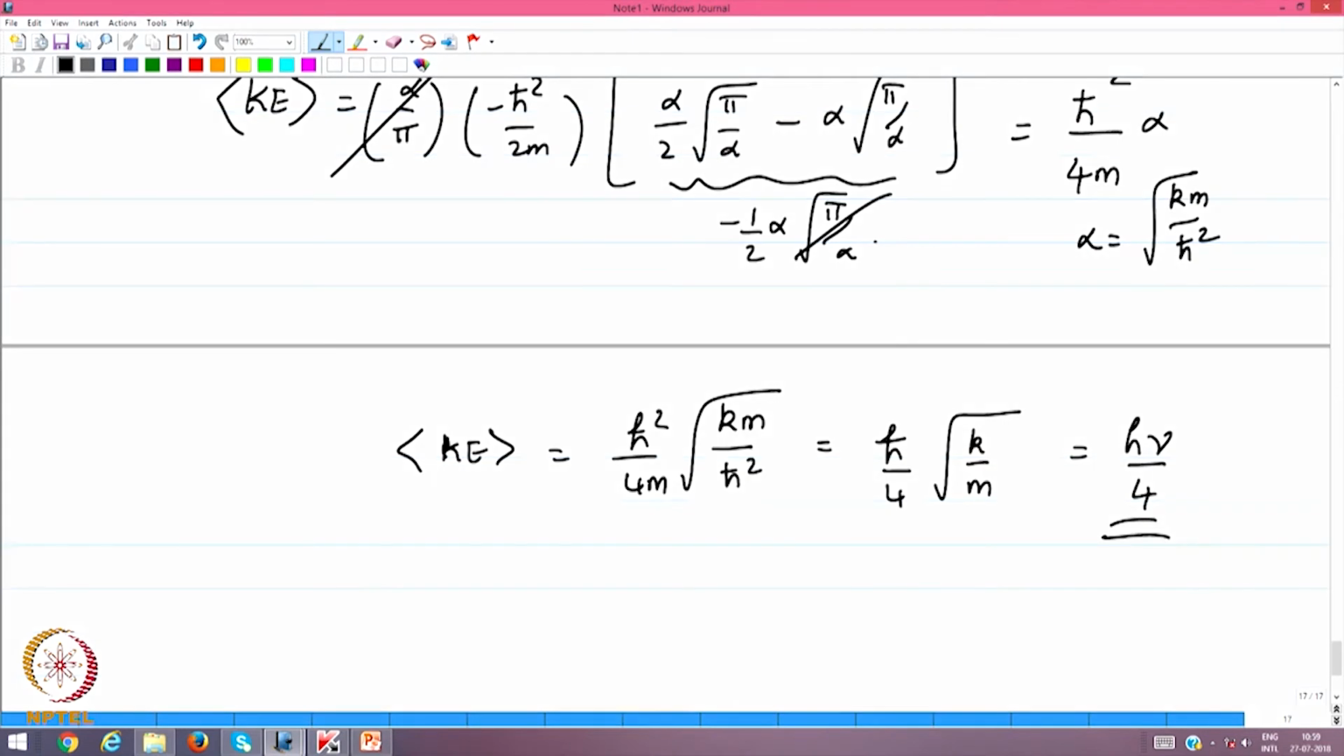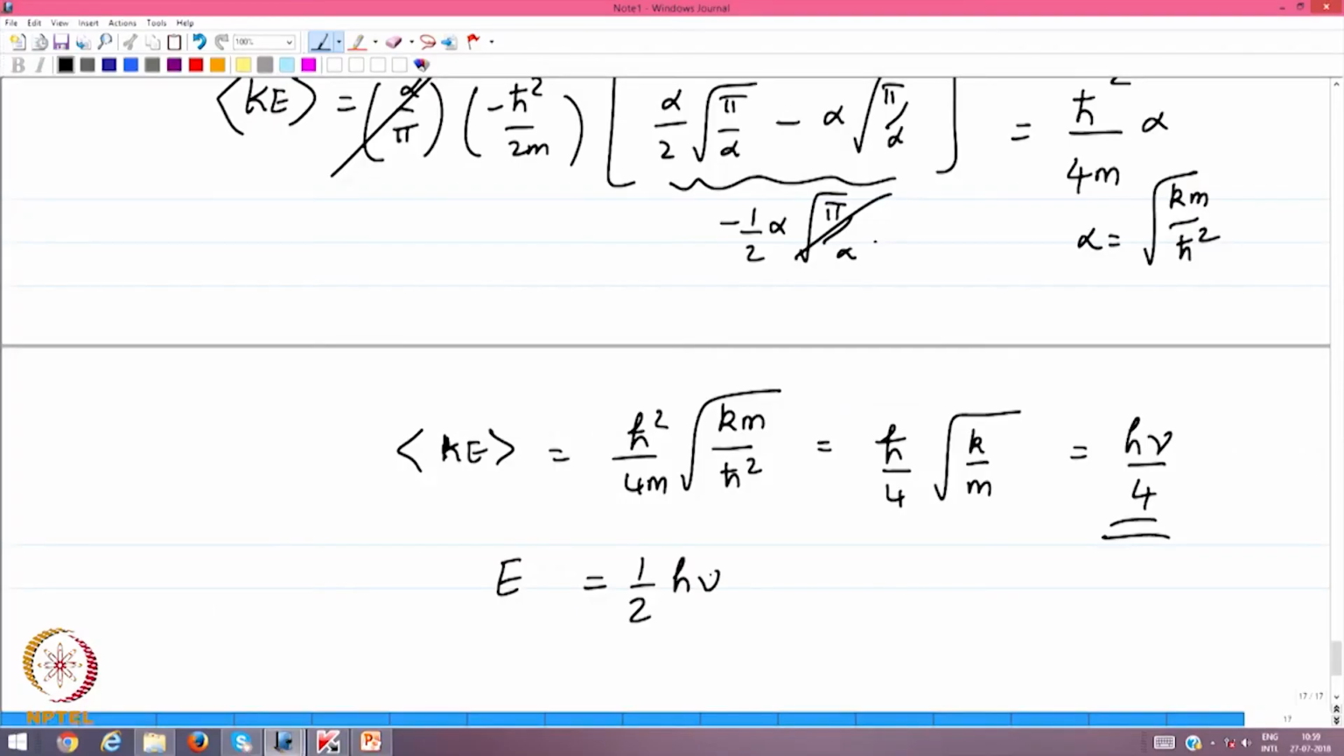And you remember the energy for the harmonic oscillator, which is an eigenfunction for the sum of the kinetic energy operator and the potential energy operator, the energy is half h nu for the ground state. And so what you see here is the kinetic energy is exactly half of this, the average value, not the kinetic energy at any given instant of time. That you cannot calculate. The average turns out to be h nu by 4.